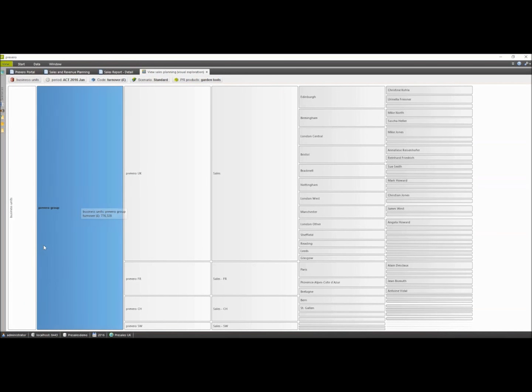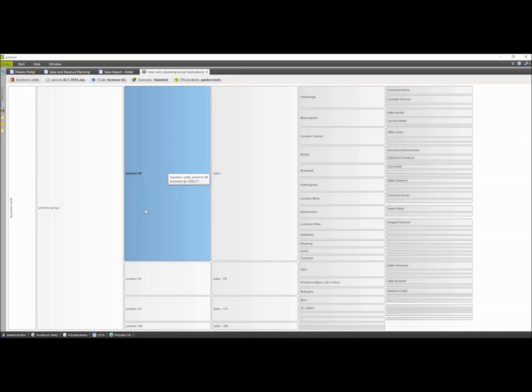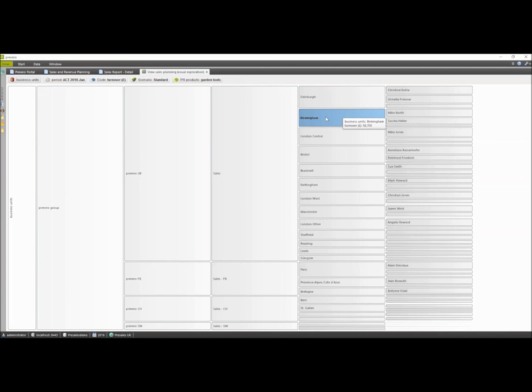But sometimes when we've got lots of data, so here we've got lots of different products that we're looking at, sometimes it's difficult to really understand what's going on in the data.